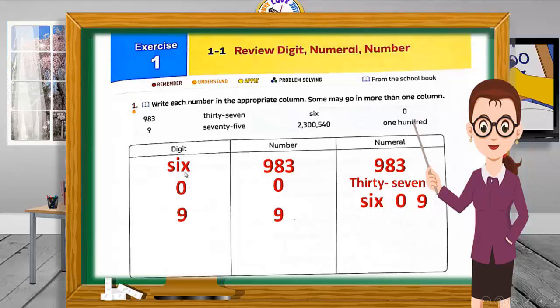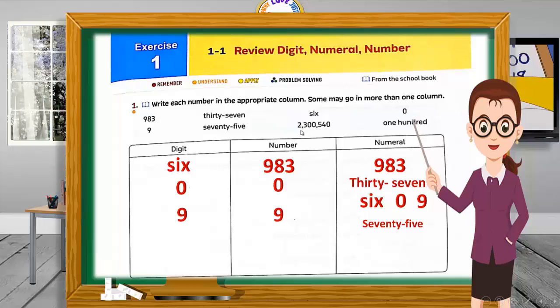But if the number is not single, meaning 21, 32, 45, we can't put it here, because all the numbers I said now are not single. 75 is in word form, okay? And it is not a single number. So we can't put 75 here in the digit column, and we don't put it here in the number column because we said we don't put word form here. But 75 is a numeral.